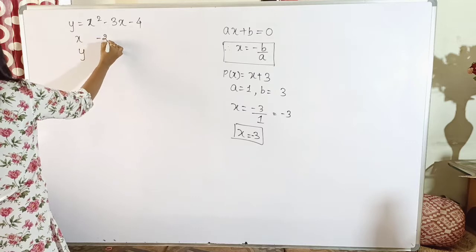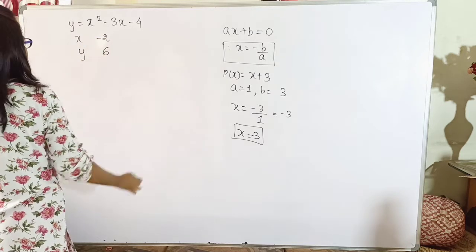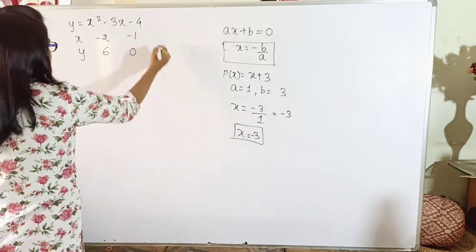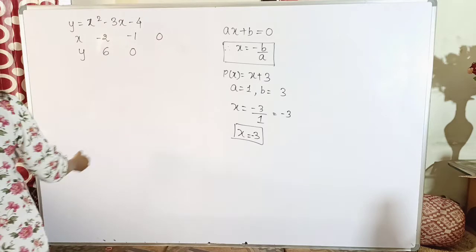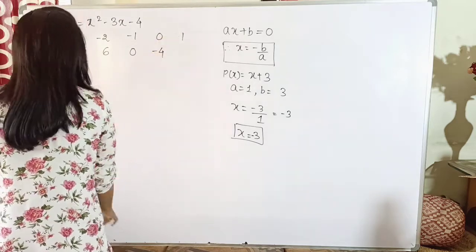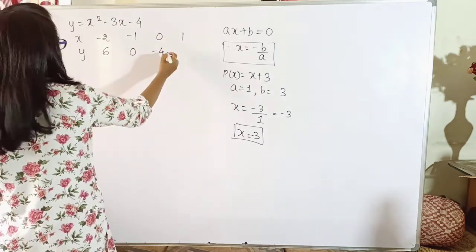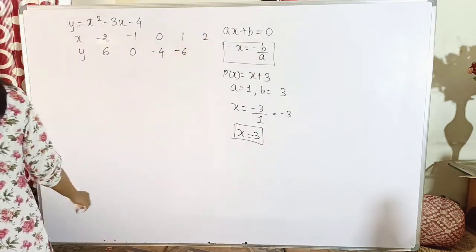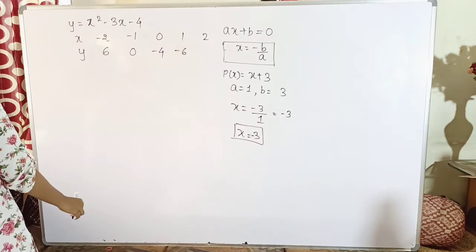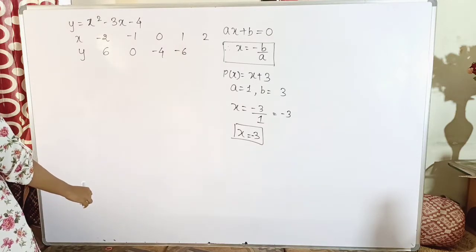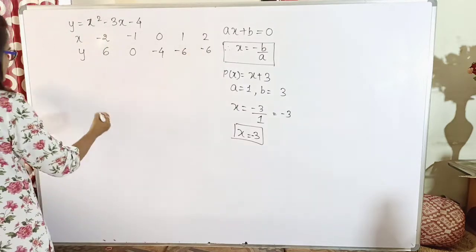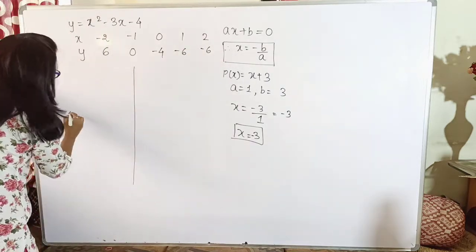If I take the value of x as minus 2, I get the value of y as 6. If I take the value of x as minus 1, I get the value of y as 0. If I take the value of x as 0, I get minus 4. If I take it as 1, I get minus 6. If I take the value as 2, I get again minus 6. So now let us try to plot it. Okay.